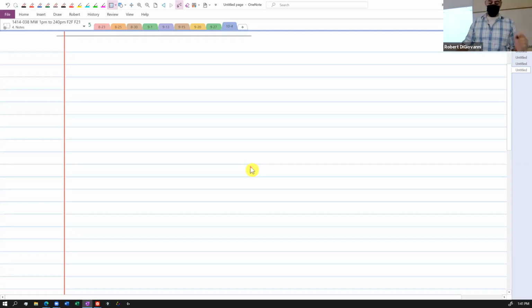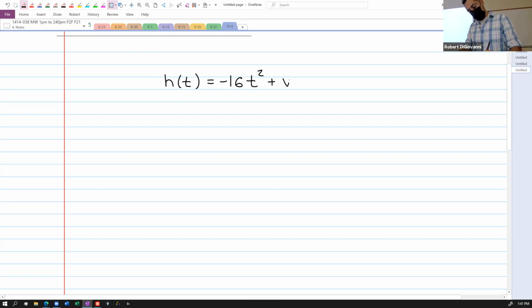If you want to be precise, it's a different formula. Here's what it is. Let me write it down first. H of T equals -16 T squared plus V naught T plus H naught. This is the formula that will give you a lot of information about any object dropped on Earth.